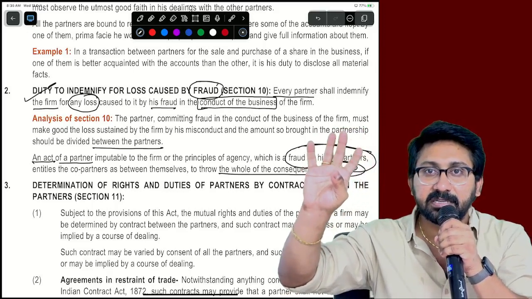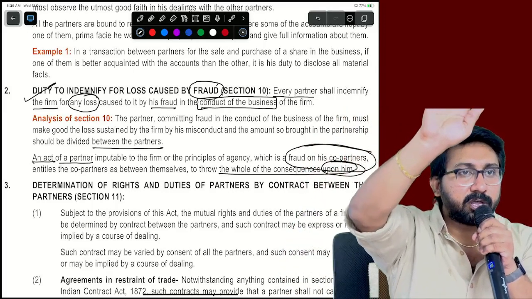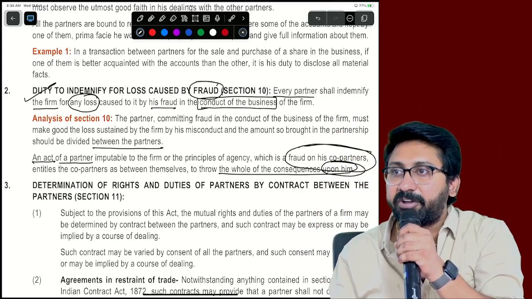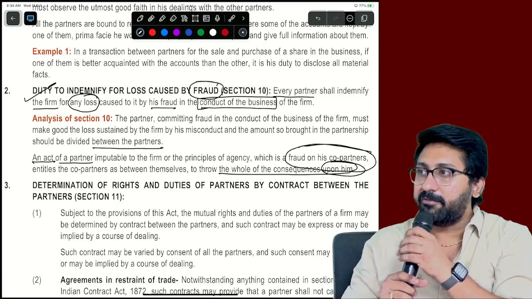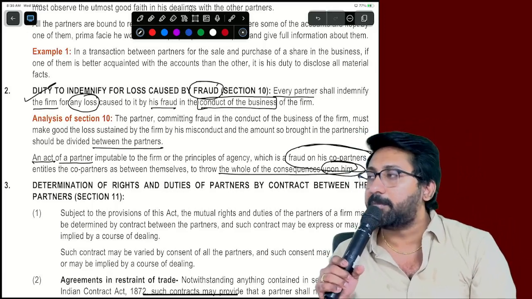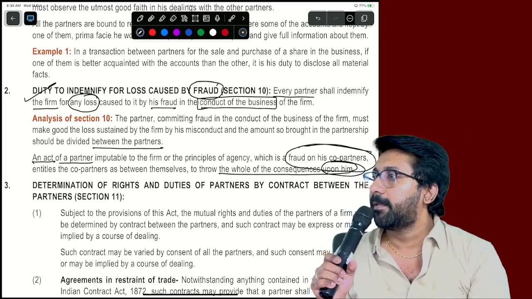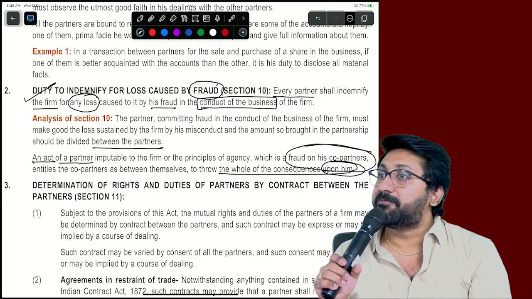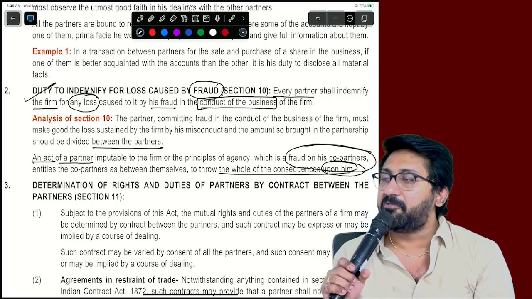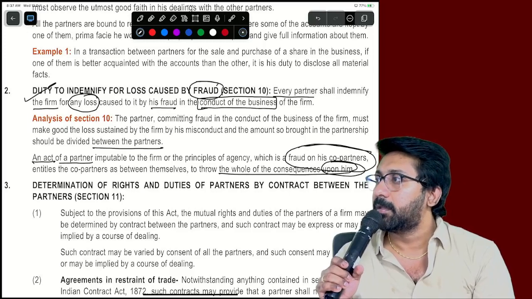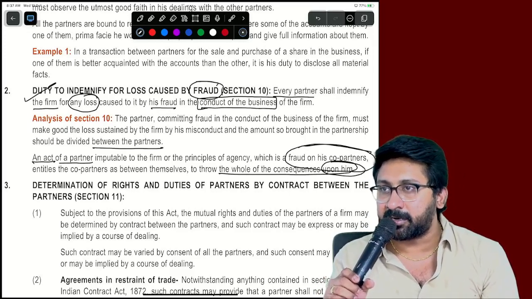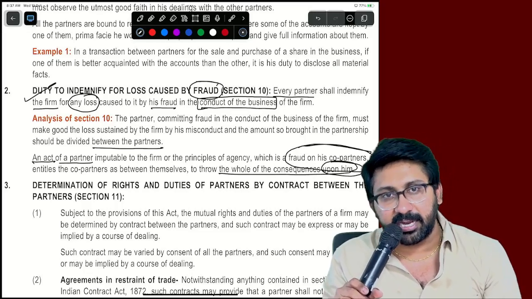Listening everyone in the class? Everyone in the class understood or not? Tell me, what are the 3 general duties? This I will ask around 50 times. Every question before this point will come, because that's the main source of this entire concept. Tell me, you should act for the advantage of the firm. Second one, you should be just and faithful. Next one, render true accounts and full information to the partners or his legal representative.